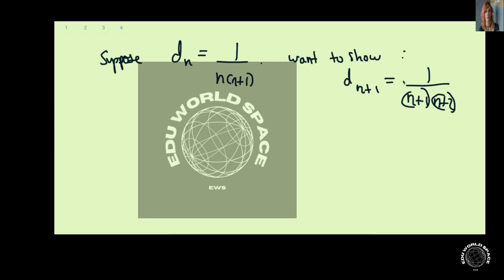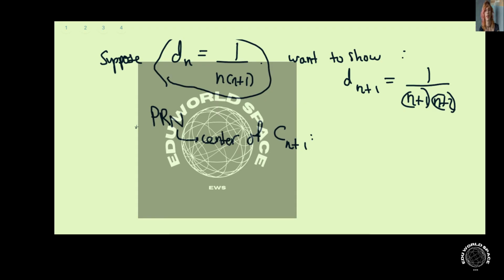Here, let me take a step back. So here we would use Pythagoras' theorem again. So we'd have some triangle PRN. Let this be the center of the n plus 1 circle, C_(n+1). So this triangle right here would be another right triangle. So we use Pythagoras as we have been all along.